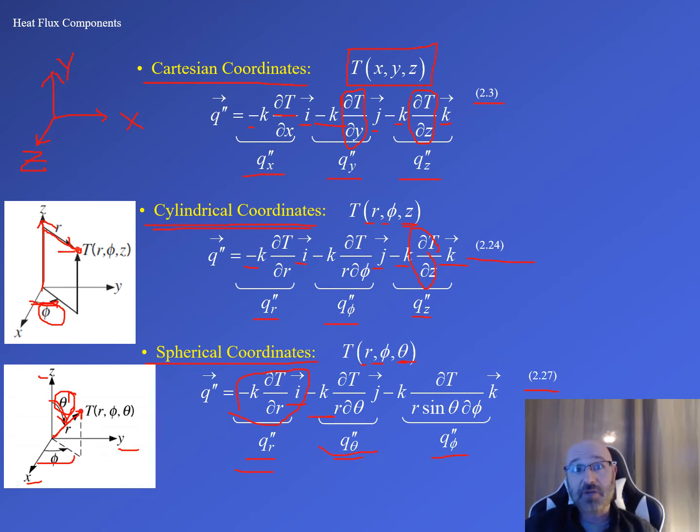And we have an r term down there, our radius, as r delta theta on the bottom in our j hat direction. And if we're talking about our phi direction, it's negative k times our delta T over r sine theta times delta phi in our k hat unit direction.